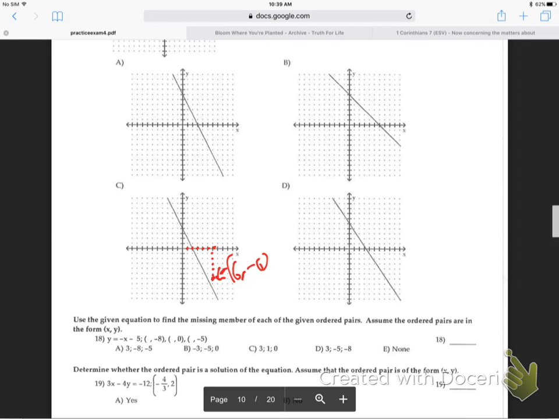Let's try D. 1, 2, 3, 4, 5, 6. 1, 2, 3, 4, 5. No, it's down here. It missed it again. They were close, but they missed it. B, C, and D all missed it. Really, all you had to do was the 6, -6. Didn't even need to mess with the slope. The other three all missed the over 6, down 6 point.